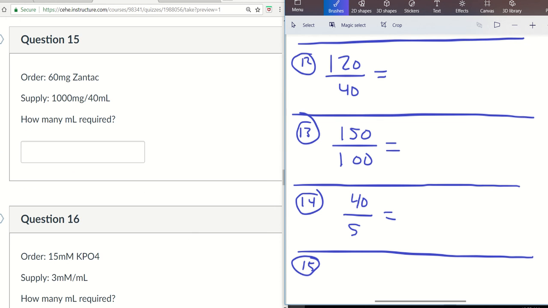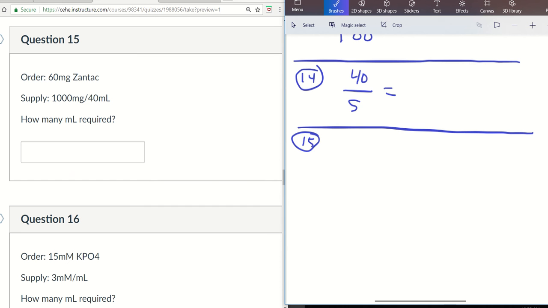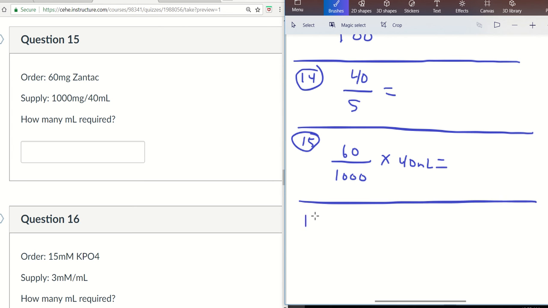All right, 15, they changed it up. Now we got to do order over supply times the amount. Order 60 milligrams, supply is 1,000, and this time it comes as 40 mLs. So about just 2.4 mLs.